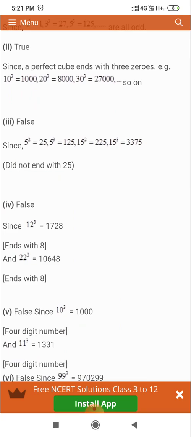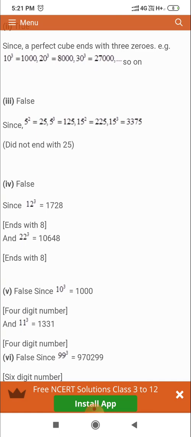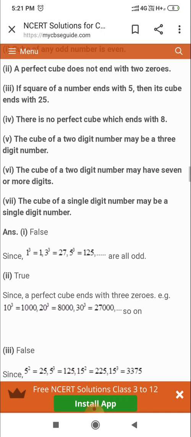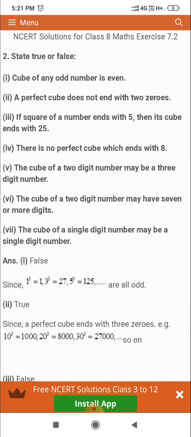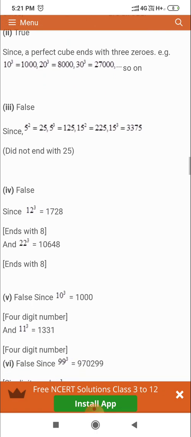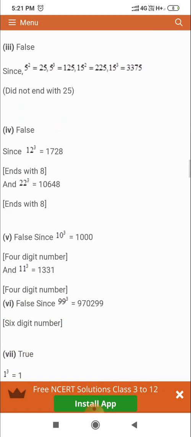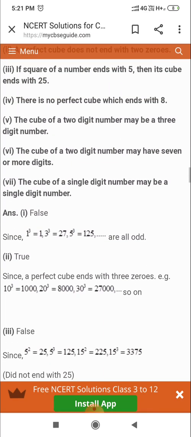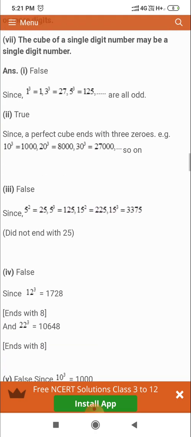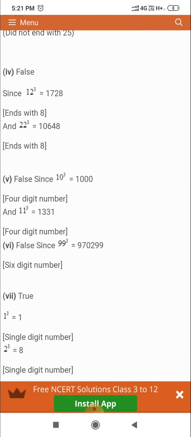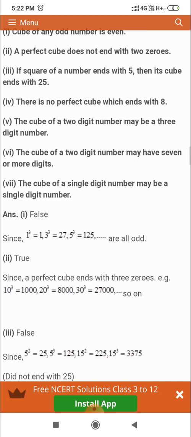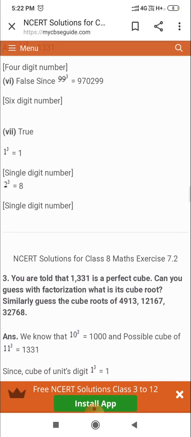If we check the cube of 12, it ends with 8, and the cube of 22 also ends with 8. The fifth part is: the cube of a 2-digit number may be a 3-digit number, so it is also false. Next part is: the cube of a 2-digit number may have 7 or more digits, so it is false. And the last part of this question is: the cube of a single digit number may be a single digit number, so it is true.